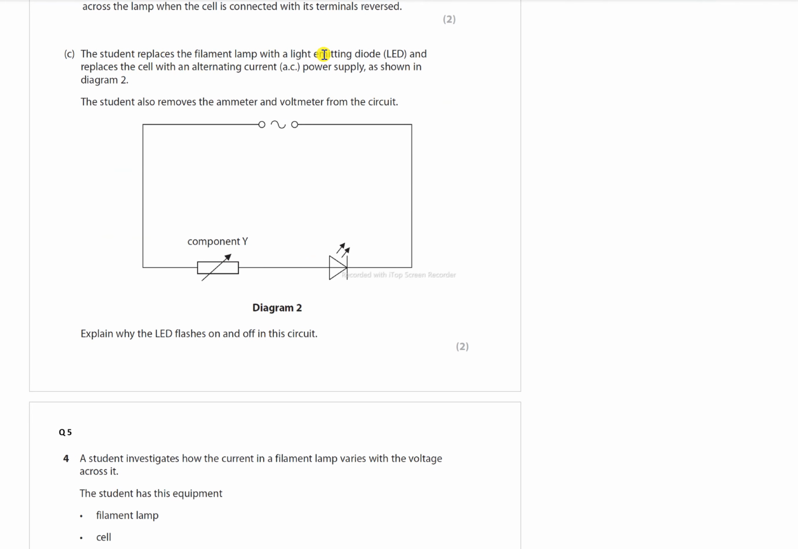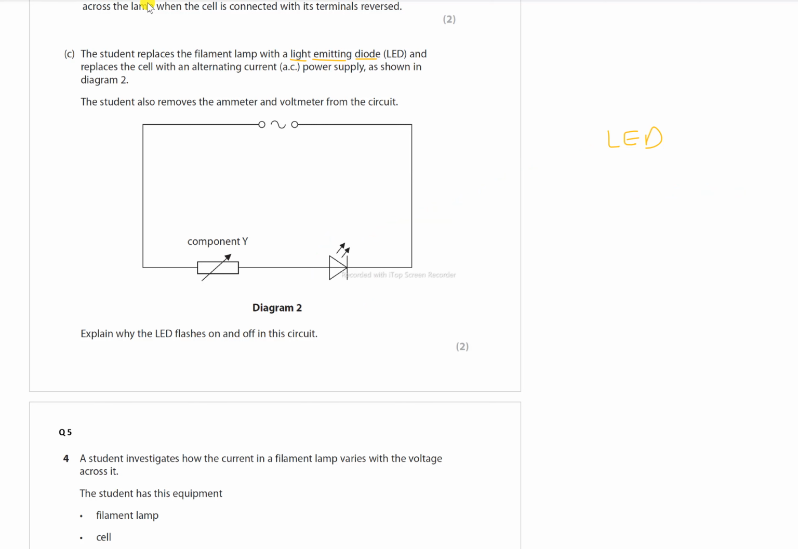Right, here now, the student replaces the filament lamp with an LED. So this here is an LED. It's a light emitting diode. You can see these arrows pointing away because it's emitting it. It's not dependent on it. A light dependent resistor has arrows coming towards it because it depends on the light, so the light has to come to it. Right, okay, so that's a light emitting diode. Let's get rid of that.